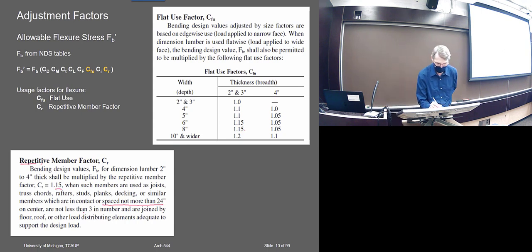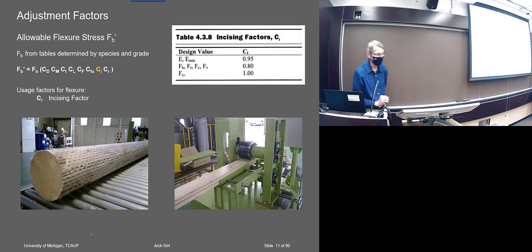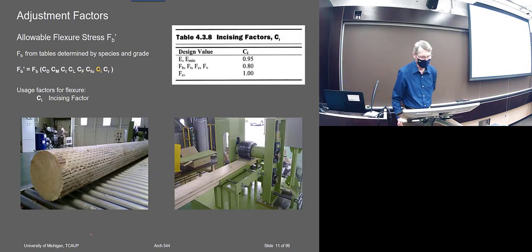Oh, and there have to be at least three of them in a row to be even. Yeah, because you'd have to be at least three of them, right? Two of them's not really enough for them to pick it up on either side. Okay, and here's the incising factor.